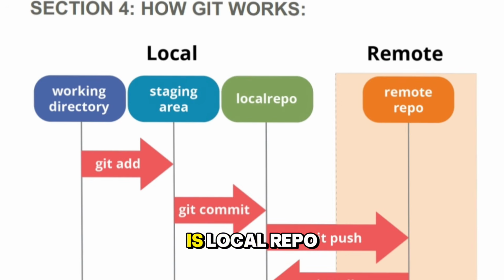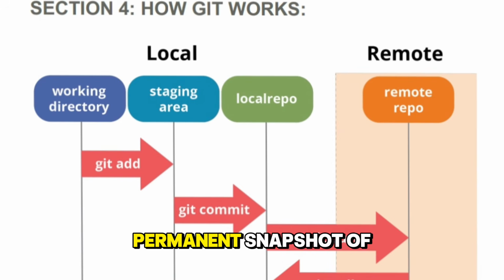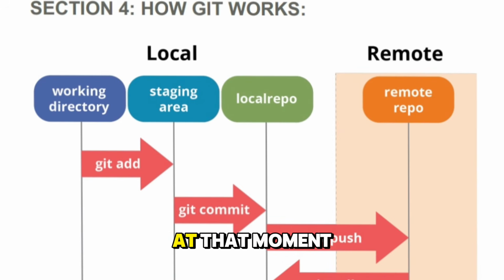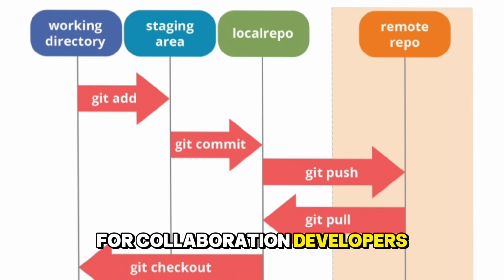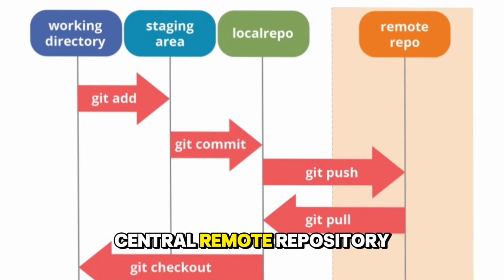The third one is the local repo, also known as committed files. When you are satisfied with the staged changes in the staging area, you commit them using git commit. This creates a permanent snapshot of the project state at that moment and stores it in the local repository. The fourth one is the remote repo. For collaboration, developers typically use a central remote repository.